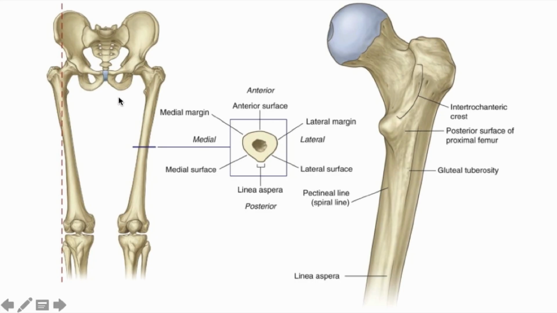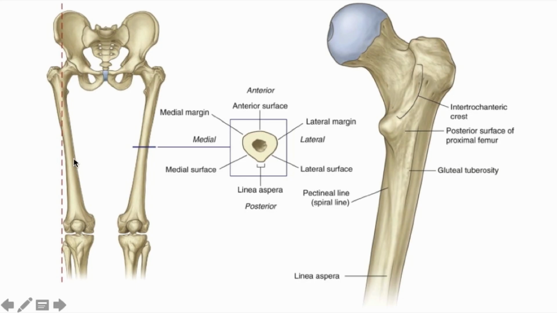When we look at the shaft of the femur, it descends from lateral to medial in the coronal plane at an angle of about 7 degrees from the vertical axis. The distal end of the femur is therefore closer to the midline than the upper end of the shaft.